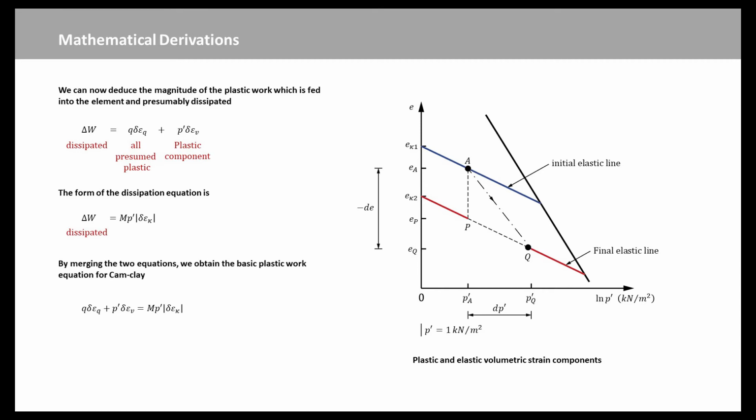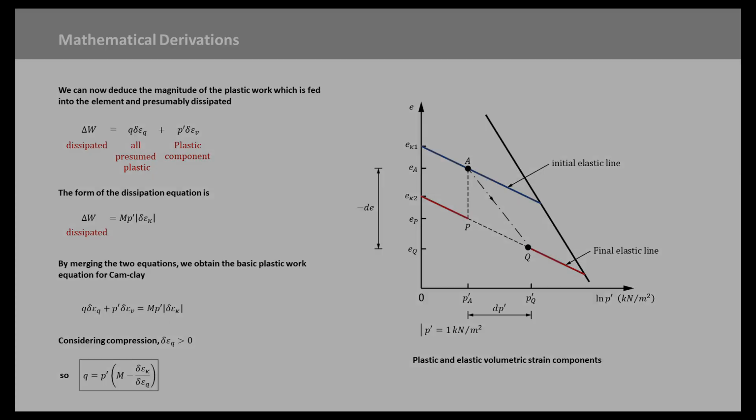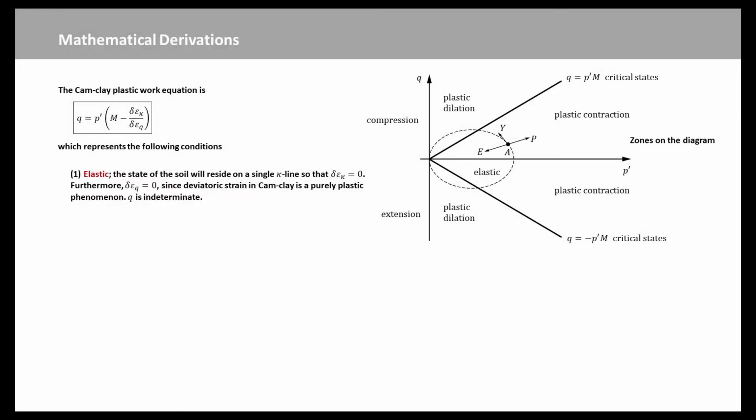By merging the two equations, we obtain the basic plastic work equation for Cam Clay, shown here. Considering compression, delta epsilon q larger than 0, so we obtain this equation. This equation represents the following conditions. The first one is elastic. The state of the soil will reside on a single kappa line so that delta epsilon kappa equals 0. Furthermore, delta epsilon q equals 0, since the deviatoric strain in Cam Clay is a purely plastic phenomenon.